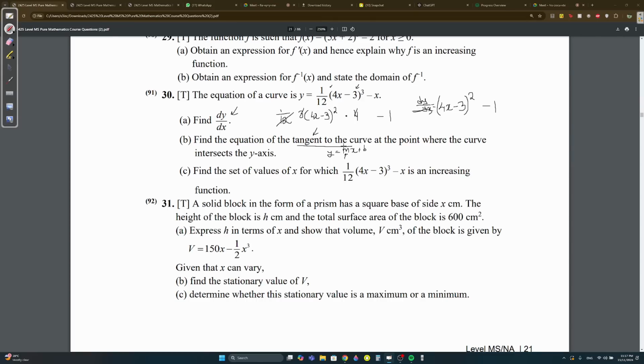And how do you find the slope? You just substitute your point into the equation of the derivative, if you guys remember. Then plus b, you find it with trial and error. Okay, now we need to know what point we are substituting.